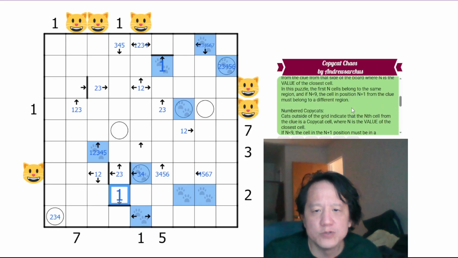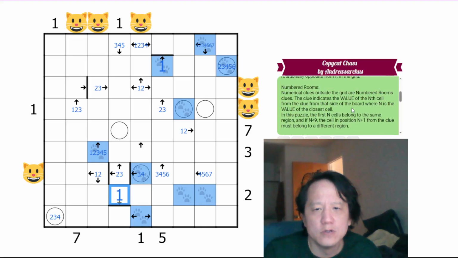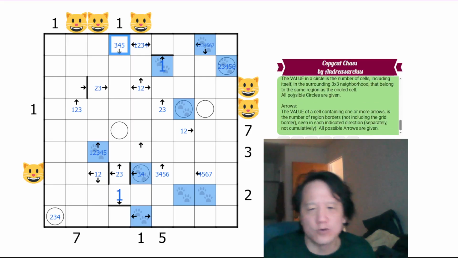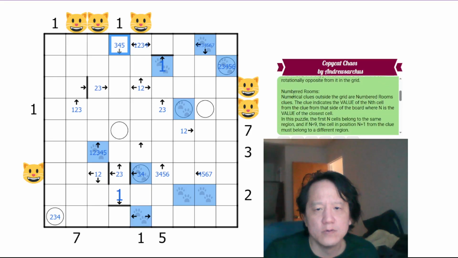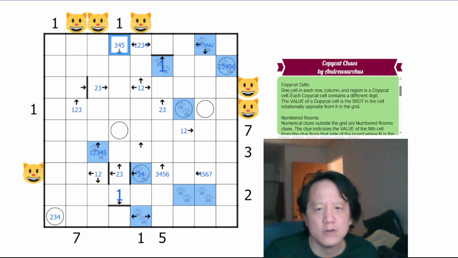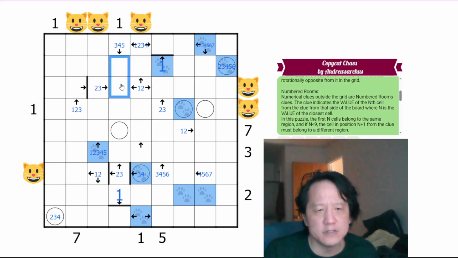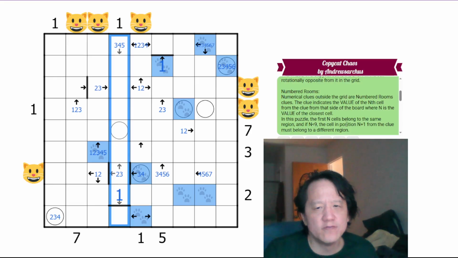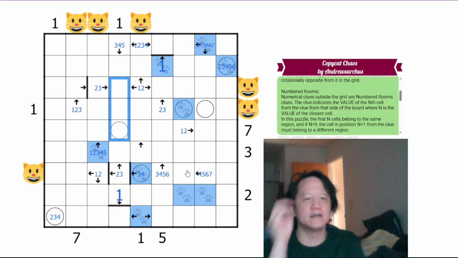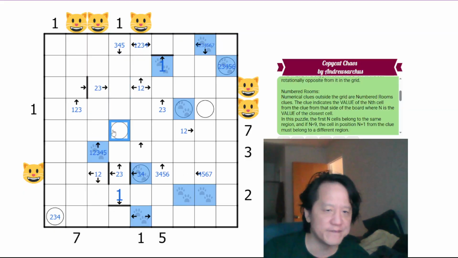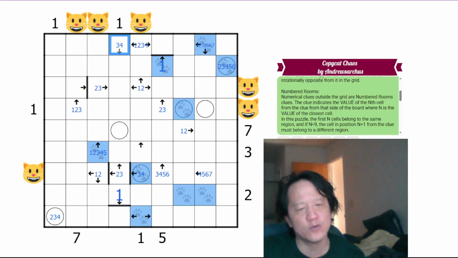So numbered rooms. So this has to be value 3, 4, or 5. Definitely, because this can see at most 5 boundaries this way. So that means the value of the closest cell. So one of these has to have a value of 1. Well, it can't be 5. So this cannot be value of 5. It has to be 4 or 3.